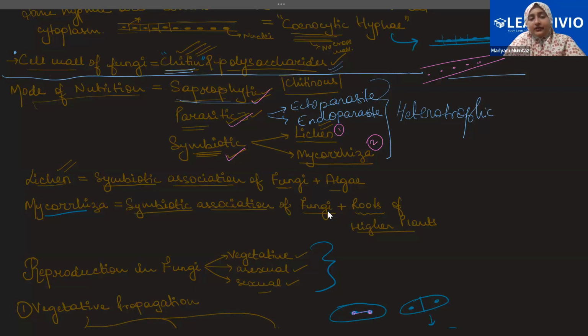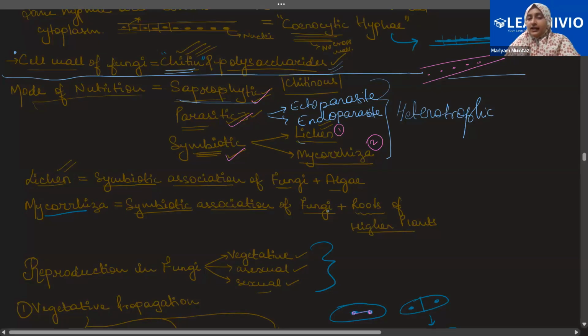Now, the third type of nutrition which is there is the symbiotic nutrition. Now, symbiotic nutrition is when the organism is in a mutualistic relationship, meaning for example, the fungus is in a relationship with another organism to maintain and sustain life. Symbiotic relationship of fungus is of two types, lichen and mycorrhiza.